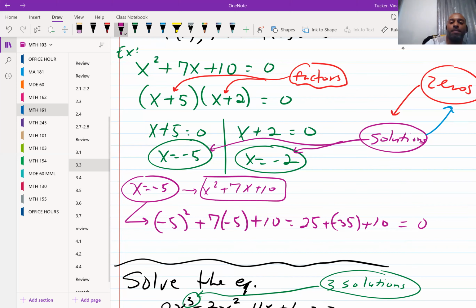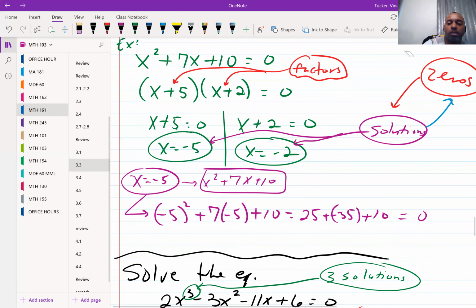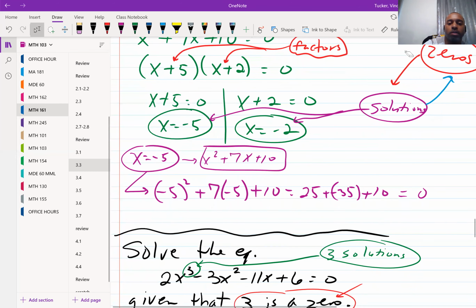And so the same thing would happen if we were to plug in -2. If we were to plug in -2 into this function, it would still give us 0. All right. Everybody good? Can we try one?